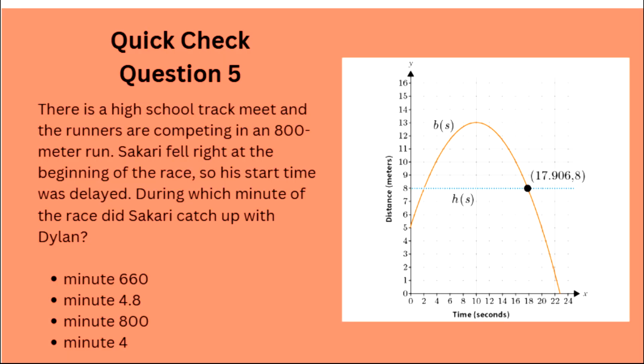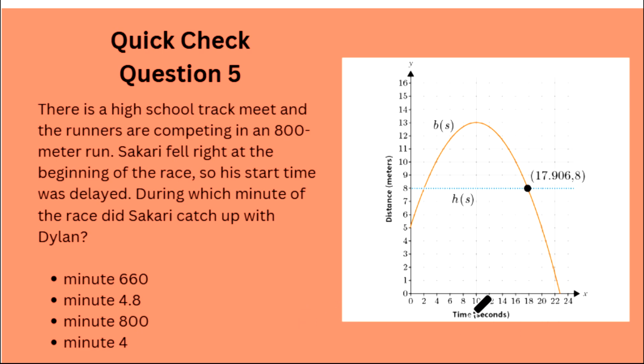Quick check question 5. There's a high school track meet, and the runners are competing in an 800 meters run. Sakari fell right at the beginning of the race, so his start time was delayed. During which minute of the race did Sakari catch up with Dylan? They caught up at the intersection point, and you need the x value. And then you can come over here. This is time in seconds, and it wants to know what minute?